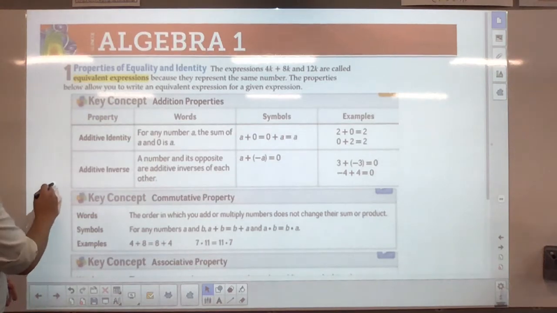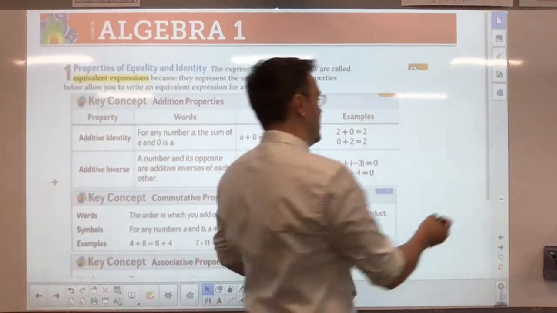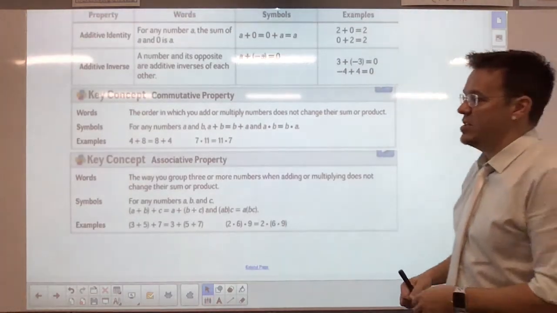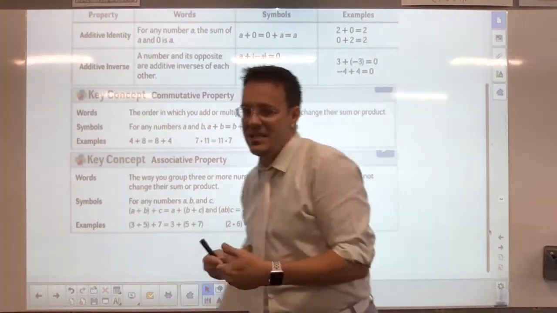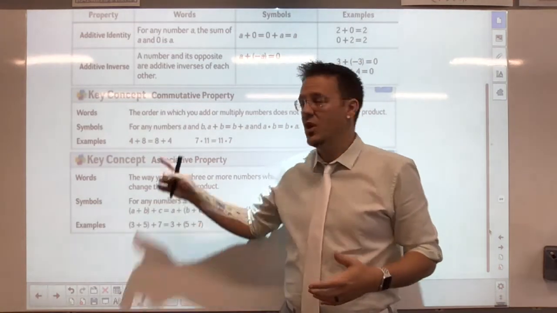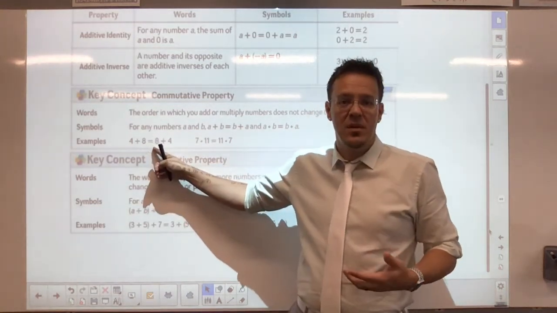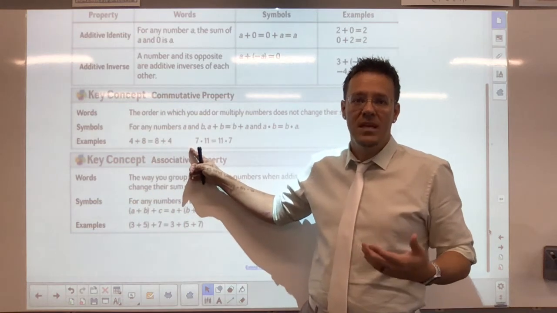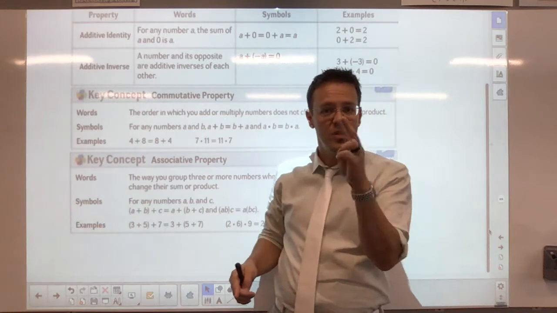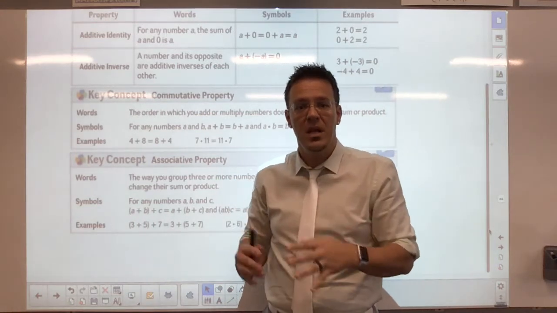Another thing you're going to have to learn is the commutative property, and then the associative. Commutative states that no matter what order you put these in, they are exactly the same. So 4 plus 8 equals 8 plus 4, and over here, 7 times 11 equals 11 times 7. It doesn't matter how you switch them; it's the commutative property.